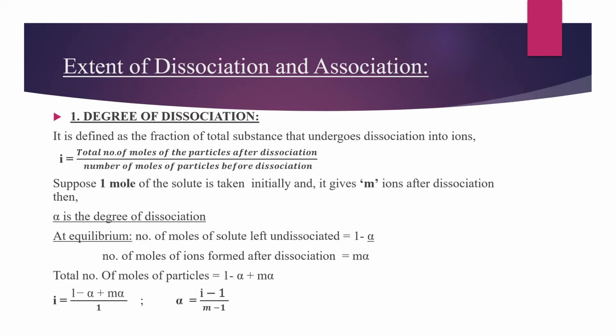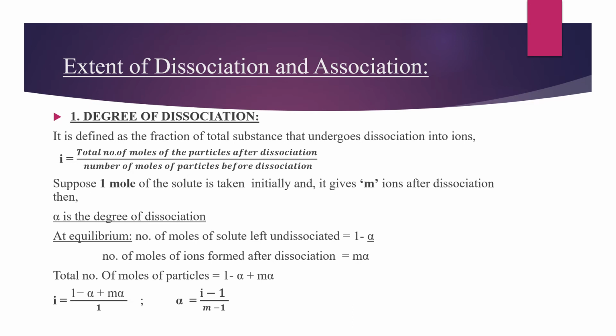Now, the extent of dissociation and association. Degree of dissociation is defined as the fraction of total substance that undergoes dissociation into ions. For this, i will be equal to the total number of moles of the particle after dissociation divided by the number of moles of the particle before dissociation. Suppose 1 mole of the solute is taken initially and it gives m ions after dissociation. Then alpha is the degree of dissociation. The extent of dissociation can be denoted by alpha.